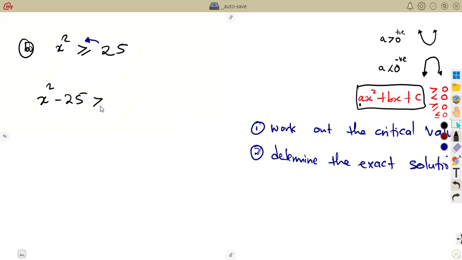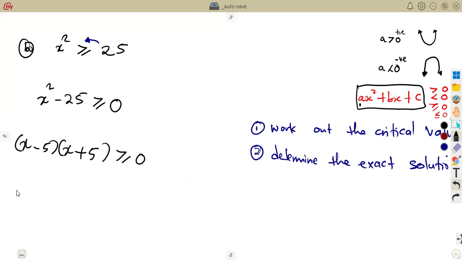That's x squared minus 25 is greater than or equal to 0, like this. So using the difference of two squares, we definitely factorize: the square root of x squared, which is x, then the square root of 25, that's 5. So you're going to have a minus 5 and a plus 5 on the other side. That is greater than or equal to what? Greater than or equal to 0.